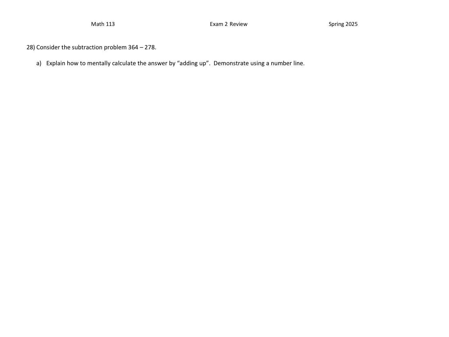Consider the subtraction problem 364 minus 278. Explain how to mentally calculate the answer by adding up. Demonstrate using a number line. So we're using the missing addend method here.